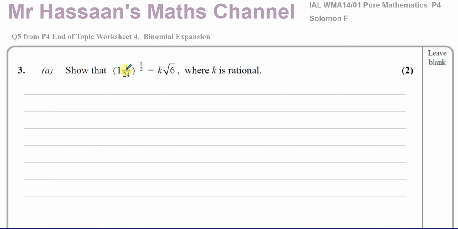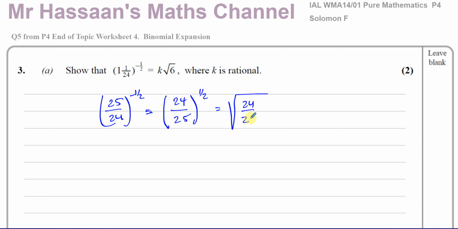So this is 1 and 1 over 24, you multiply the numbers here. So 24 times 1 plus 1 gives you 25 over 24, and that's raised to the power of negative a half. You can think of it as 24 over 24 plus 1 over 24, gives you 25 over 24. And then the negative power means we're going to write this as its reciprocal. So you have the numerator and denominator switch places, and it goes to the power of positive a half, which means basically the square root of all of 24 over 25, which means you can take the square root separately of the numerator and the denominator.